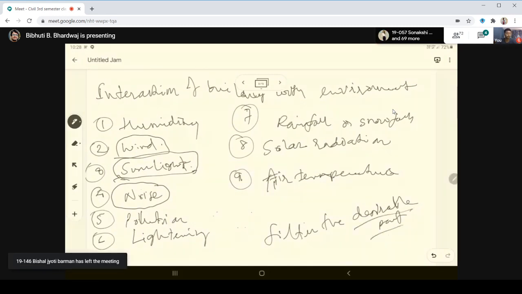In case of sunlight, the desirable part depends on the type of the building, as I said. Then pollution. Pollution, of course, you don't want, so it is totally undesirable inside the building. Lightning, of course, you don't want inside the building. Rainfall and snowfall, of course, you don't want completely. Solar radiation, you don't want inside the building completely.